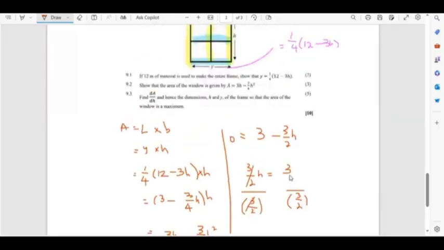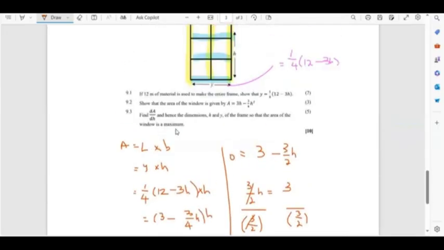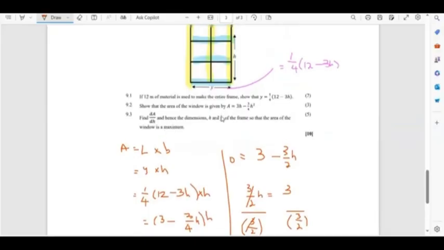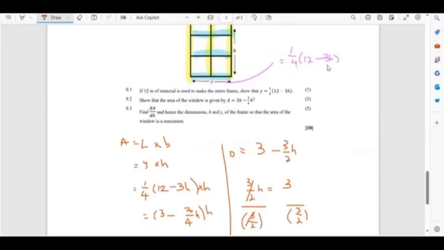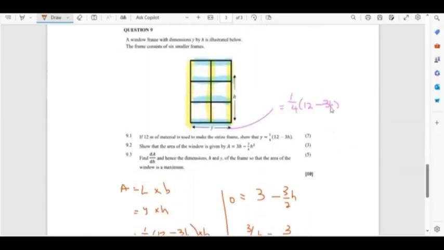Now remember, we solve for our dimensions if our area is a maximum. Our dimensions consist of both our h and our y. Now we have solved for our h. We say our h is equal to 2 if our area is a maximum. What about our y? Remember, this is our formula whereby we've written our y in terms of h. So we can simply substitute this 2 here, and then we would find our dimension y at a maximum.